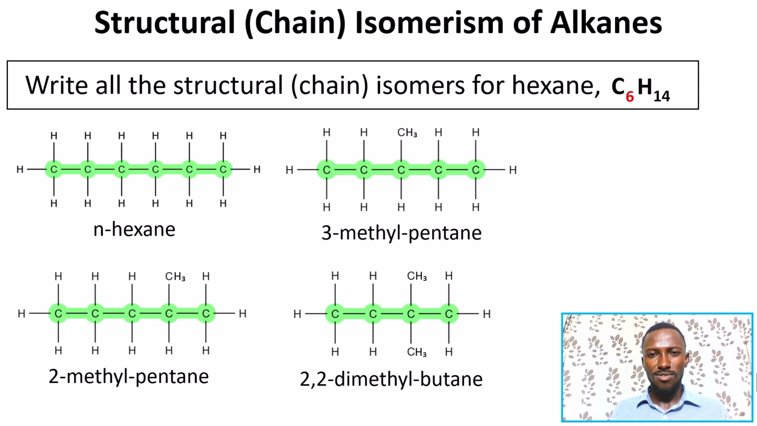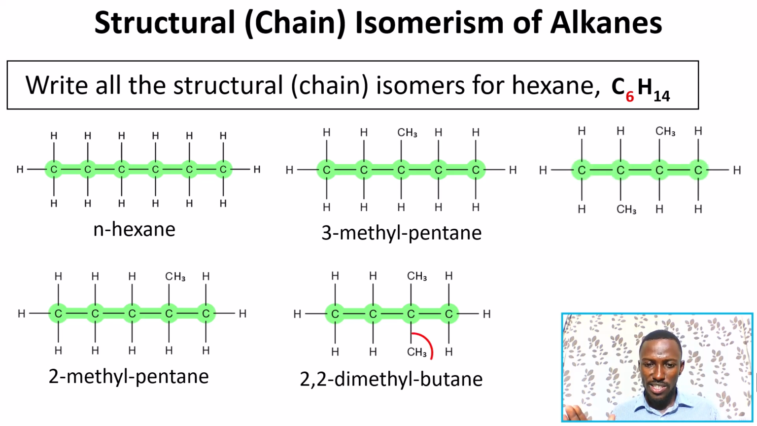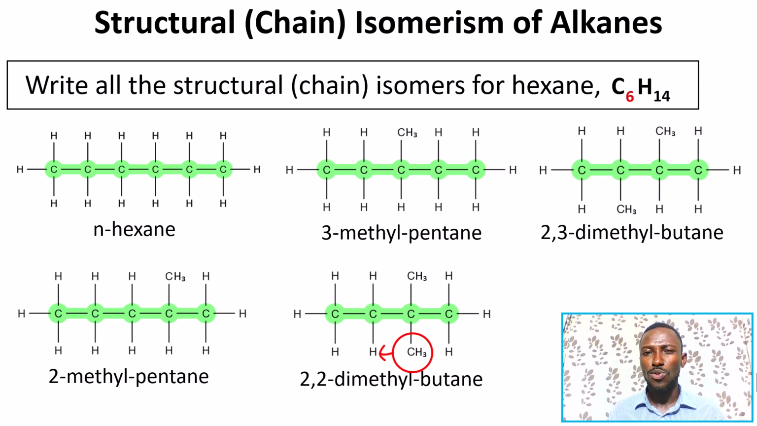Is there any other compound that we can get? Yes. What can we do? We can decide to just shift the position of one of the CH₃ in this way. So if we shift the lower CH₃, that's going to give us an entirely different compound. That will be 2,3-dimethylbutane. So these are the possible isomers that can be gotten from C₆H₁₄. So that is isomerism for you.